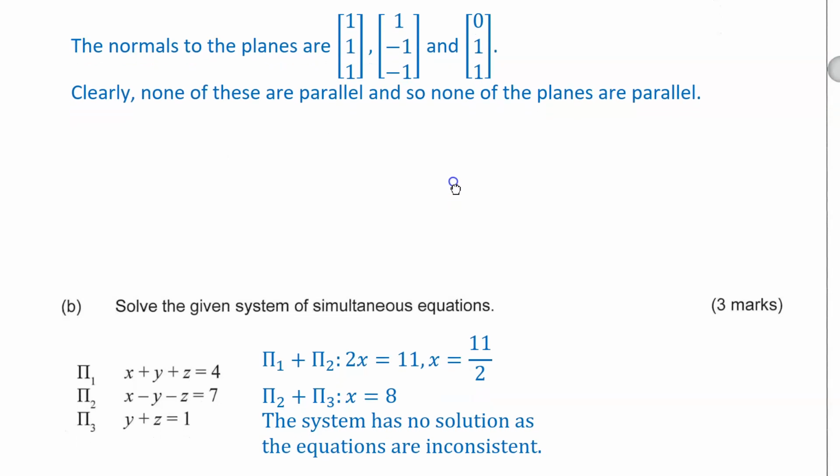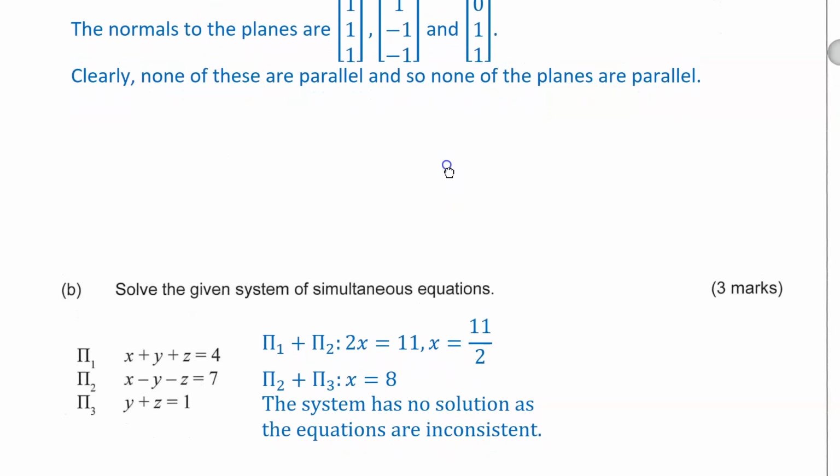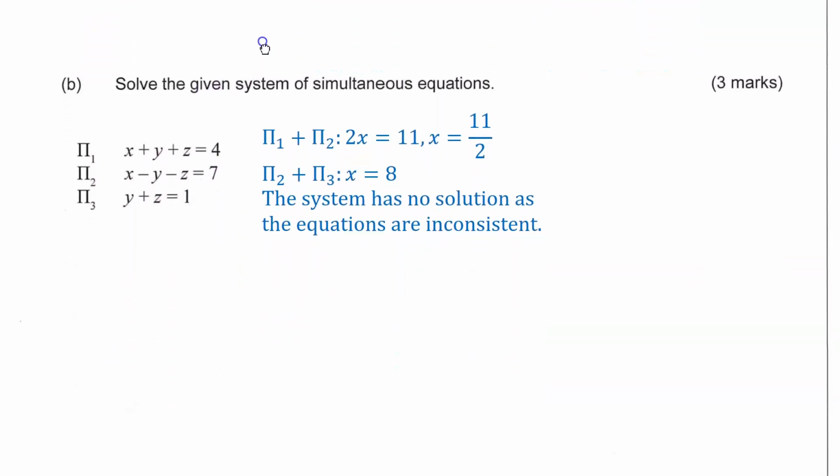Then when we move on to part B, we're asked to solve the system of equations. I put a copy of it down here so that we can get to work on it. Now, if we add the first two planes together, and this is a whopping 3 marks for what we're about to get, we get that 2x is equal to 11 because the y's and z's cancel out when we add. So we get 2x is 11, which means x must be 11 over 2, a unique solution.